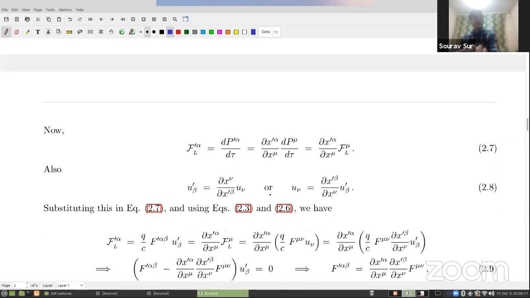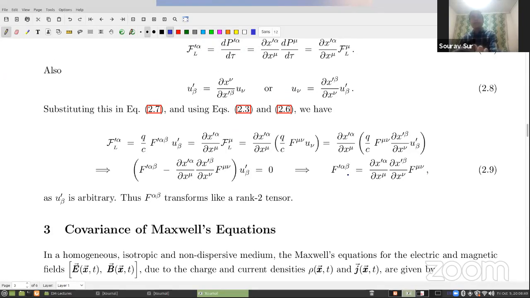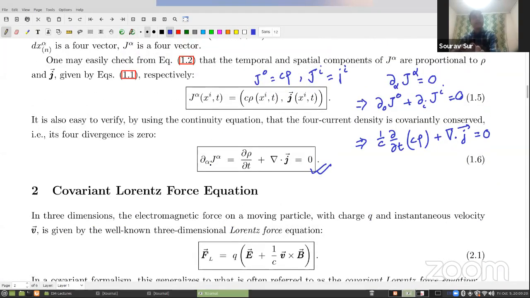And here it is shown that this object F alpha beta is indeed a tensor of rank 2, because it transforms like a contravariant tensor of rank 2. This tensor is known as the electromagnetic field tensor. This is the most crucial object. We are going to write Maxwell's equations in a 4-dimensional language, with the electric and magnetic fields replaced by the electromagnetic field tensor, and the charges and currents, the sources, replaced by the 4-current, J alpha. So that is the task.